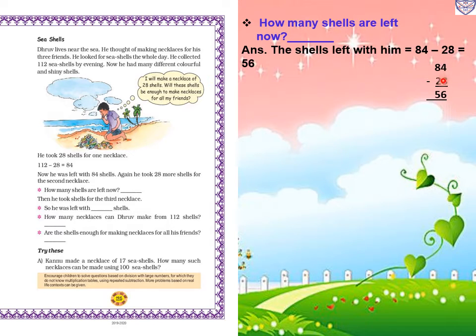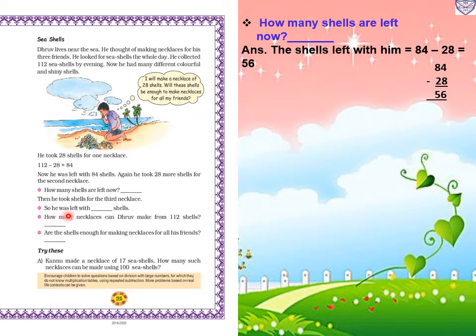Means 4 minus 8 is not possible. So we have to borrow from 8. So this 4 will become 14. So 14 minus 8, that is 6. And 8 will become 7. So 7 minus 2, 5. So that is 56. Then he took shells for the third necklace.